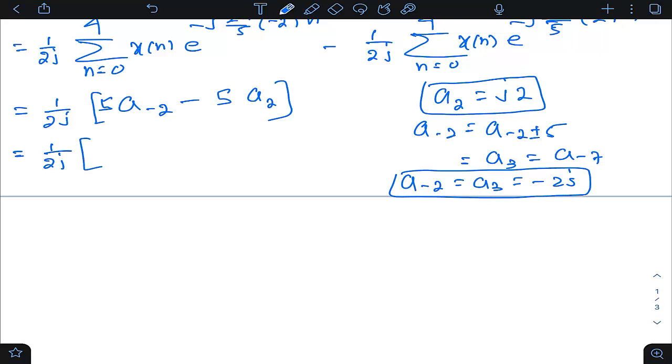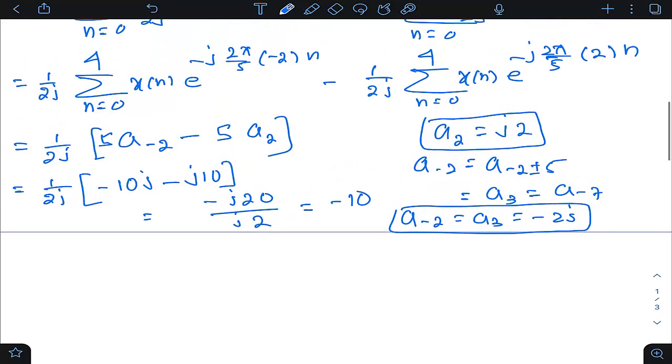So 5 into a of minus 2, you get minus 10j, because a of minus 2 is minus 2j. So 5 into minus 2 is minus 10j. Then minus 5 a of 2. So 5 into j2 is minus j10. So it is minus j20 divided by j2. The j cancels out, and we are getting minus 10.